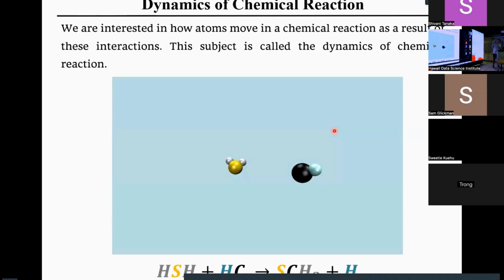Okay, now let me first show you some products, then I'll go into how to generate that, and then how machine learning can help in that process. So we're interested in how atoms move in a chemical reaction as a result of these interactions, correct? These atoms don't just move at will. They move because there's a force exerted on them, coupled with an initial velocity.